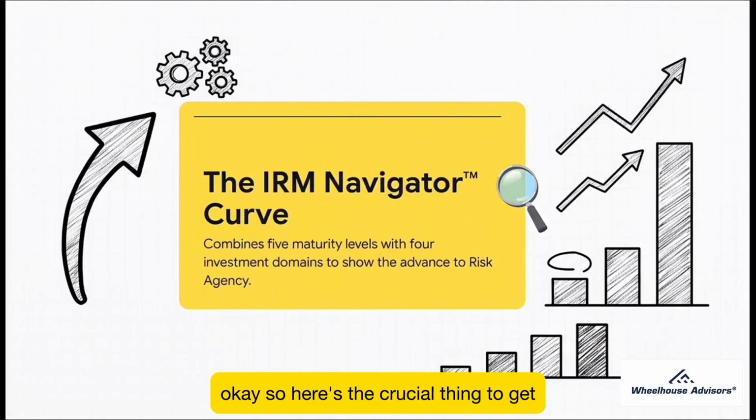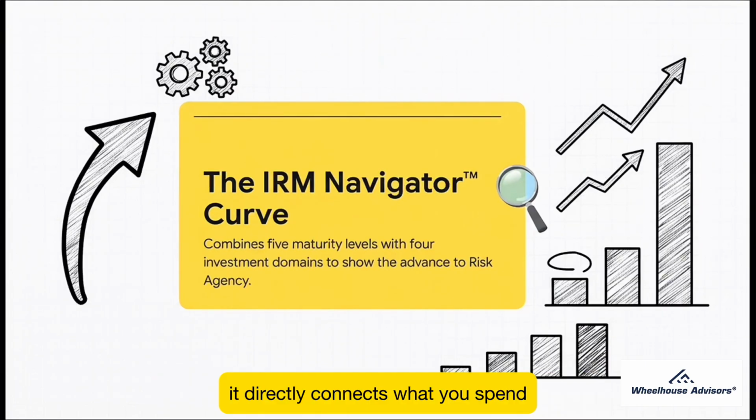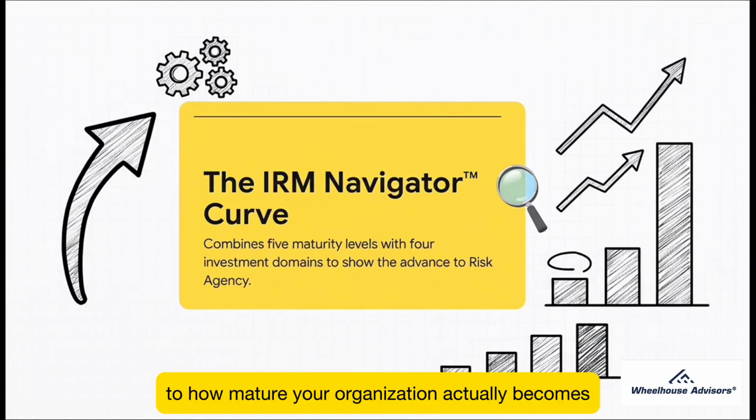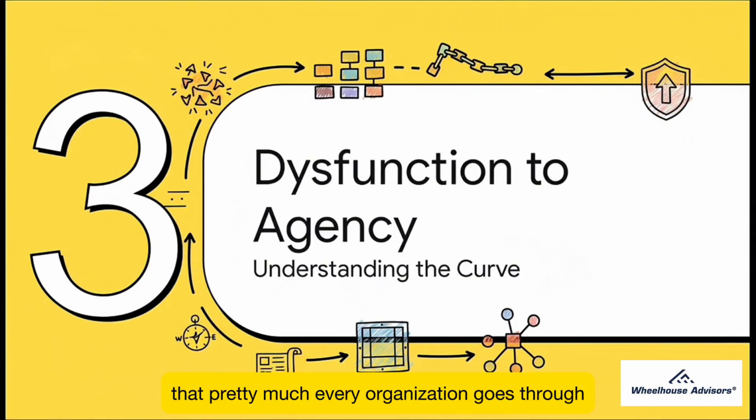Okay, so here's the crucial thing to get. This isn't just about buying more tech, not at all. It's a framework that shows how your investments and your actual capabilities have to evolve together. It directly connects what you spend to how mature your organization actually becomes. Now, to really use this map, you've got to understand the path it's laying out for you. And that journey is defined by 5 key stages of maturity that pretty much every organization goes through.